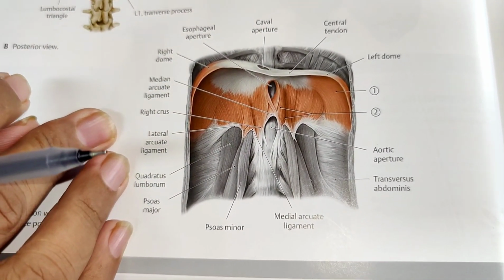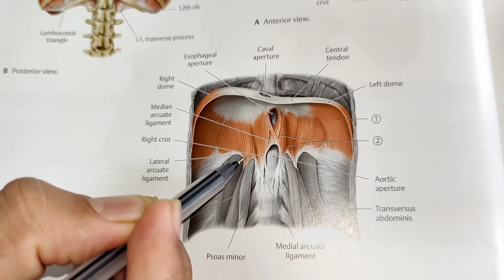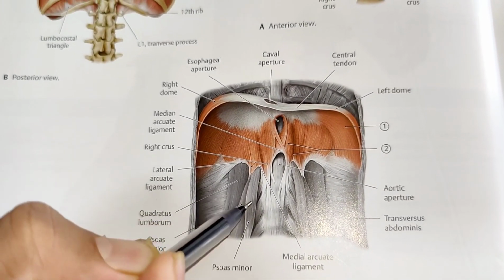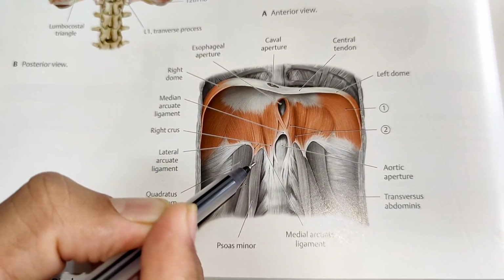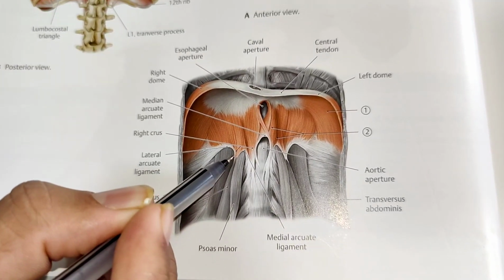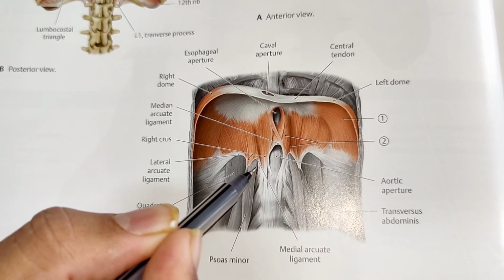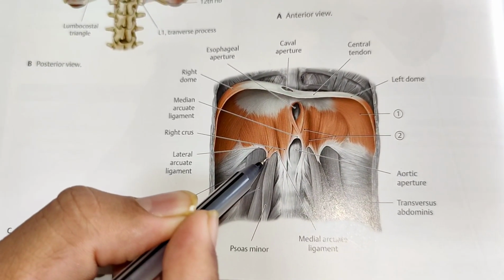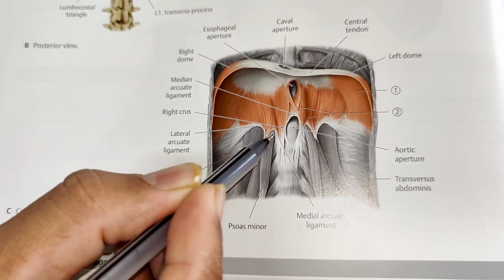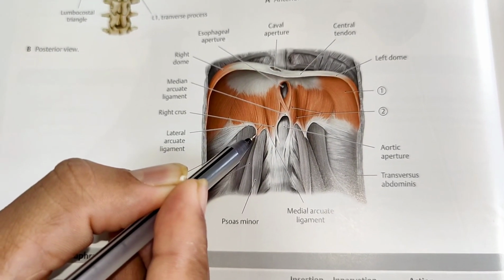Now we will see the attachment of these arcuate ligaments. First the medial arcuate ligament. It is lying in front of the psoas major muscle. It is a thickening in the fascia covering the psoas major muscle, and it is attached medially to the first or second lumbar vertebra, and laterally to the transverse process of the first lumbar vertebra. So the attachment is easy. Medially it is attached to the body of the first or second lumbar vertebra. Laterally it is attached to the transverse process of the first lumbar vertebra.